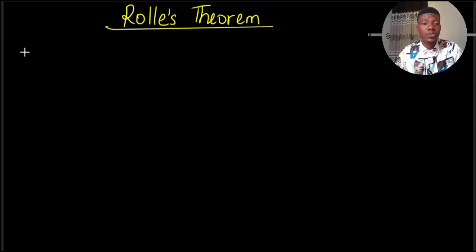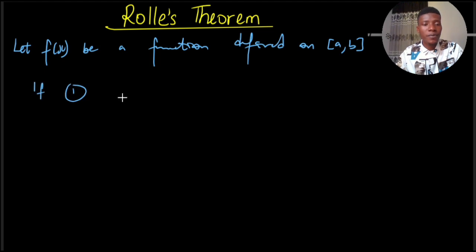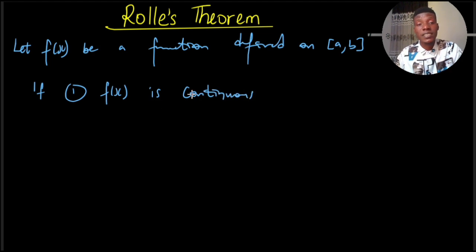What does Rolle's theorem say? Let f of x be a function defined on a closed interval a, b. If 1. f of x is continuous. Now you see why we started with continuity.